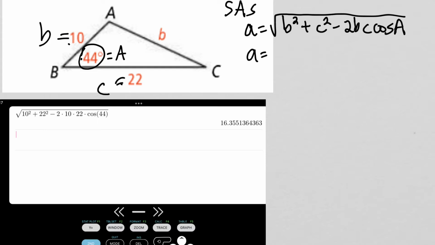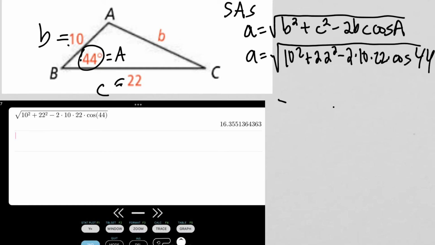So let's go ahead and plug in those numbers. I just plugged it in the formula, and I have my calculator to show you how I did that. So I put the whole square root, and immediately I put everything underneath the square root correctly. And I'm getting my side, which is side B in here, as 16.